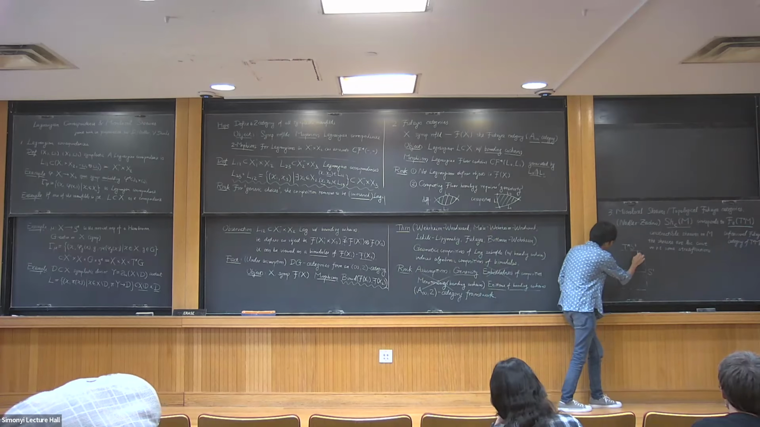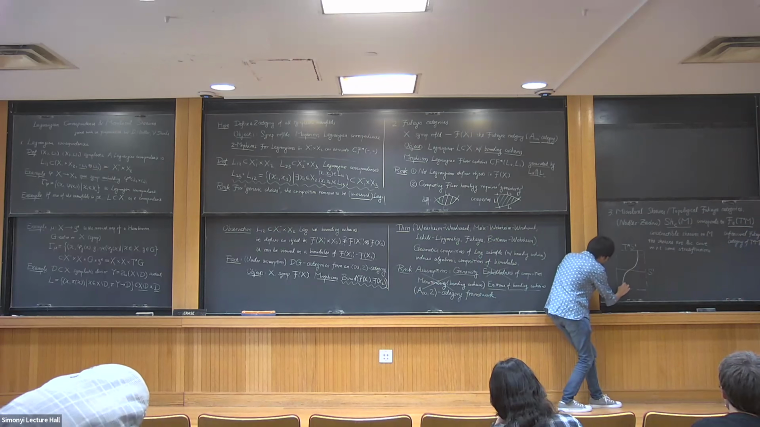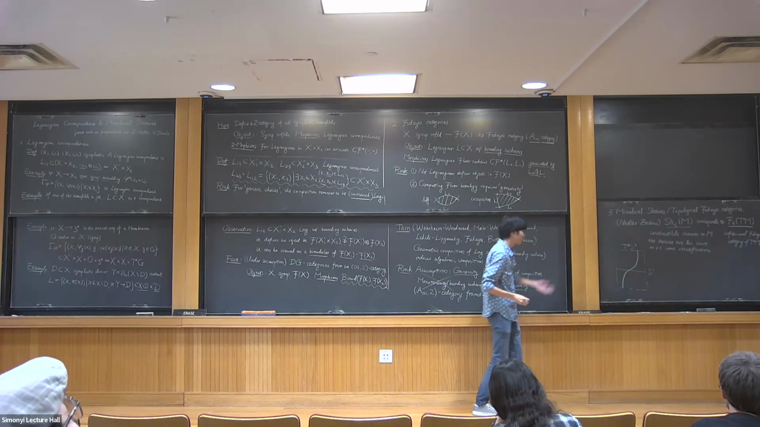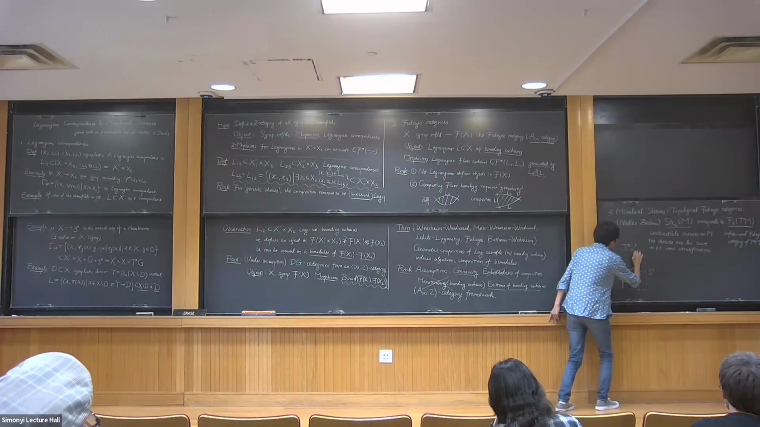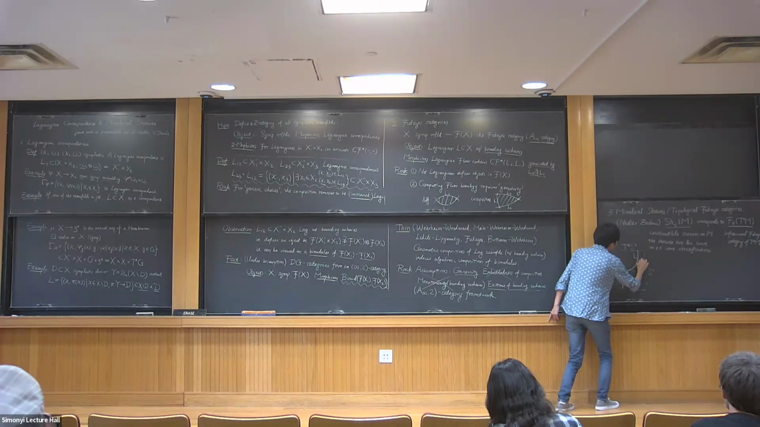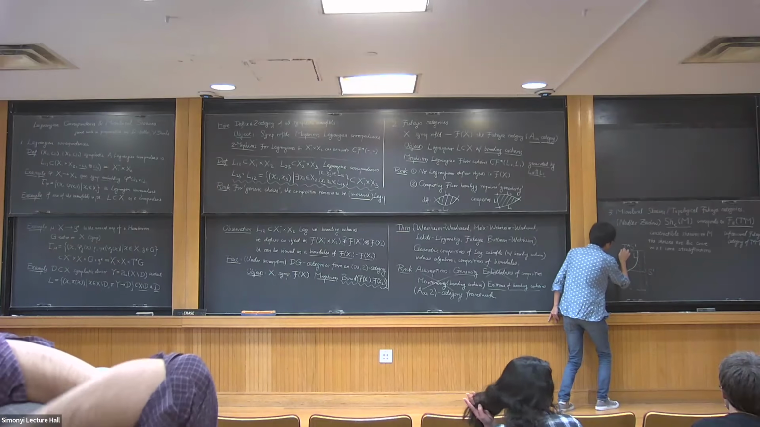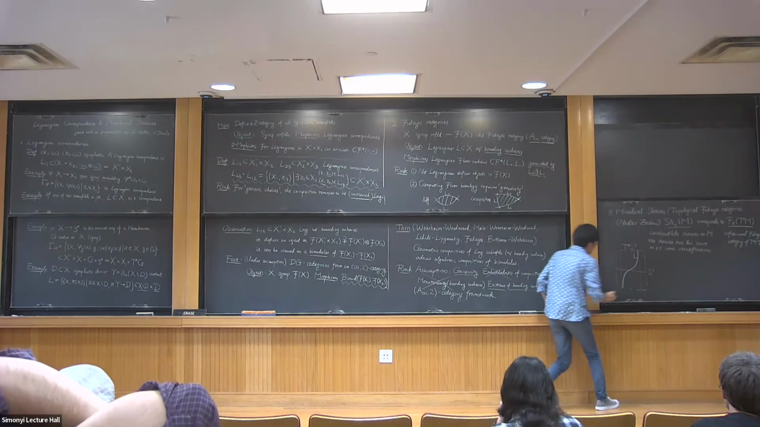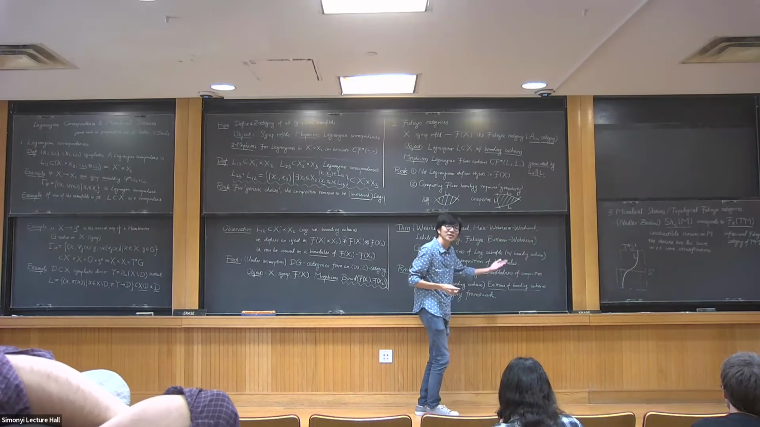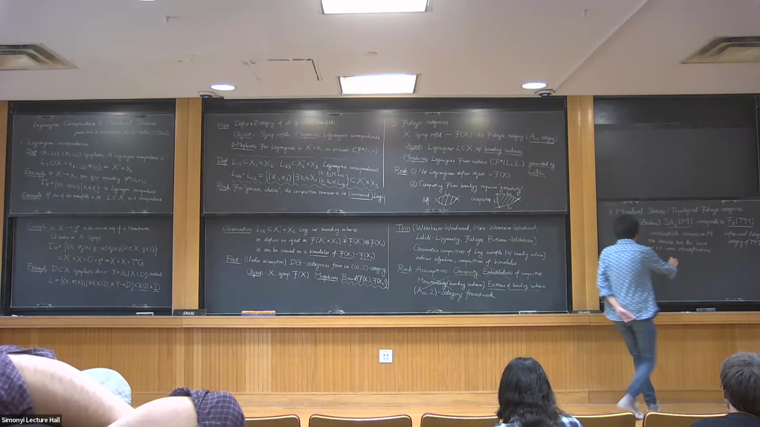There is a way to write down many Lagrangian submanifolds inside T star S1, and let's consider in particular this type of Lagrangian submanifolds. All right, how do I associate it with a sheaf?